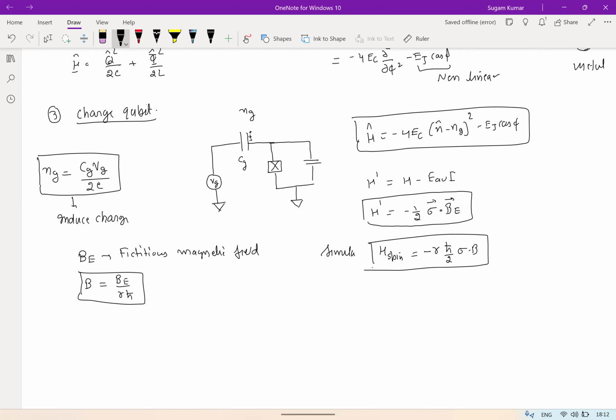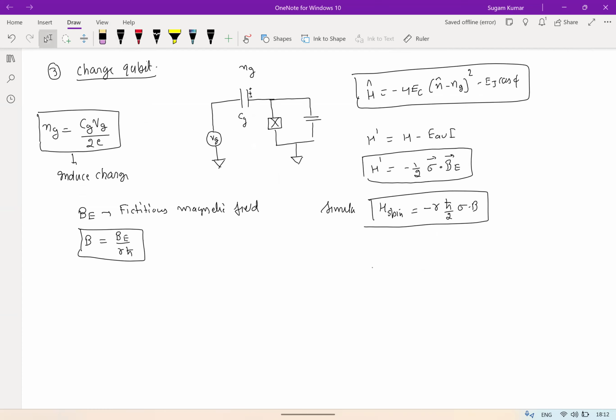Clear? I hope so, this part up till here. And then we said that depending upon the value of the Vg, this value of the Vg will decide. So I said that, for example, if Ng is a half, a special case, technically, the Vg is going to be E upon Cg.